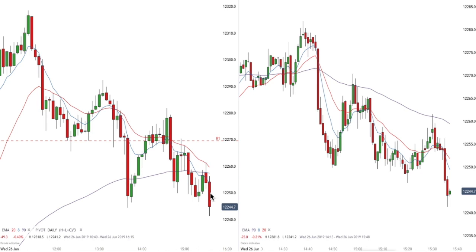So lots of things I didn't like about that particular trade. However, the probability of making at least 1-to-1 reward to risk was high, and therefore worth a shot in my view, based on this huge red bar and the chances of continuation, which is what we got.